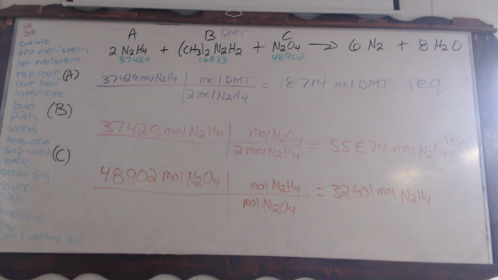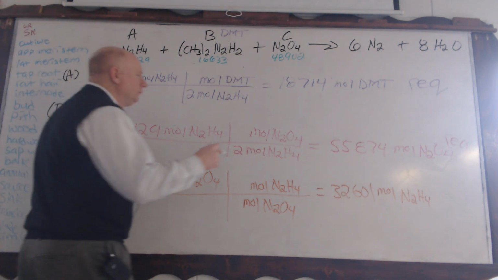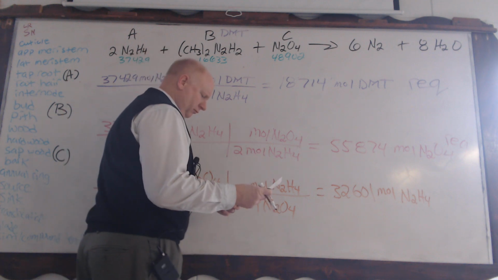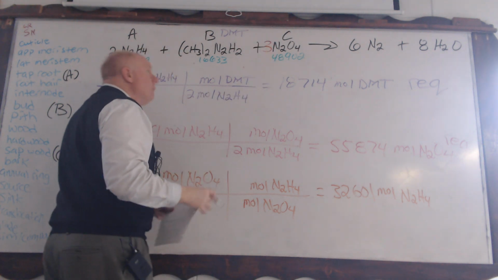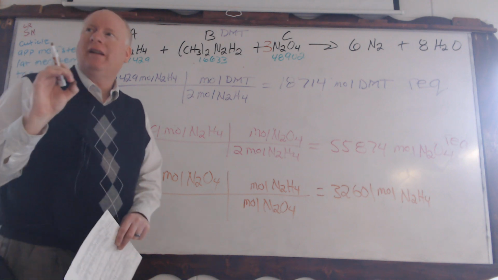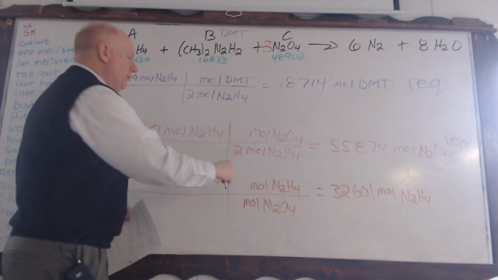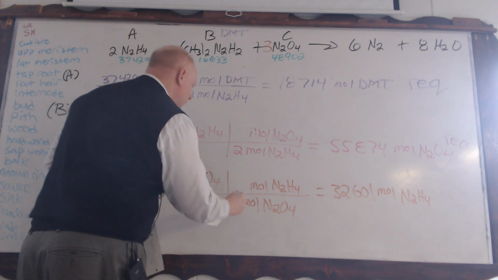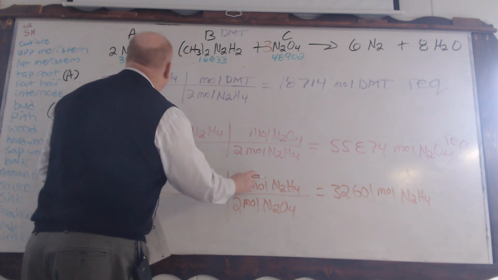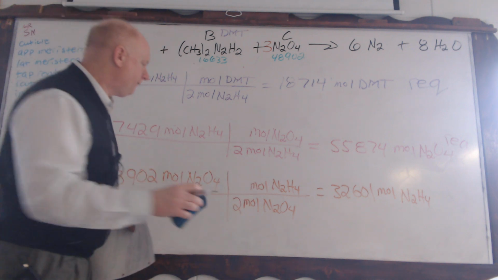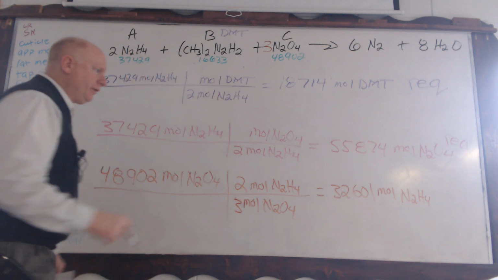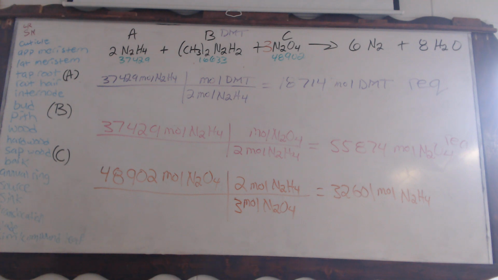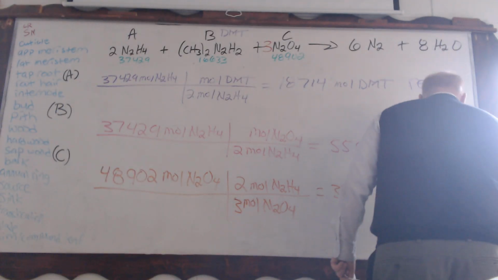The two. 2 or 3? I heard 3. Did I miss a coefficient? Oh, there's a 3. I mistakenly left that out. But I do know we have to have a 2 down here, and N2H4, we need a 3 down there, and a 2 up top. But you still get 32,601. And then that is REQ.